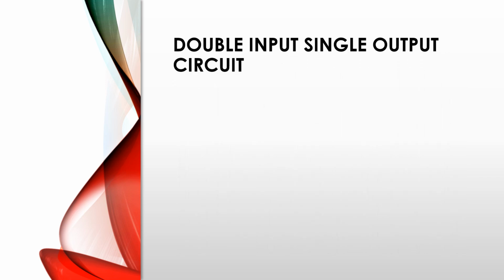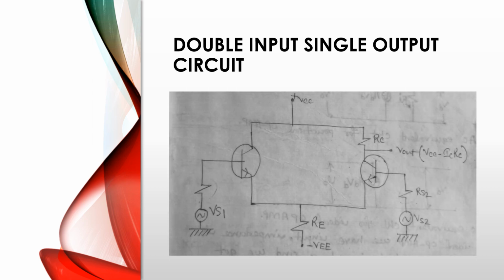Next, this is the modified version of the inner circuit of an op-amp, that is a double input, single output circuit. This is the circuit diagram where we also use two identical NPN transistors Q1 and Q2. This emitter terminal and this emitter terminal are connected through a resistor RE with minus VEE.